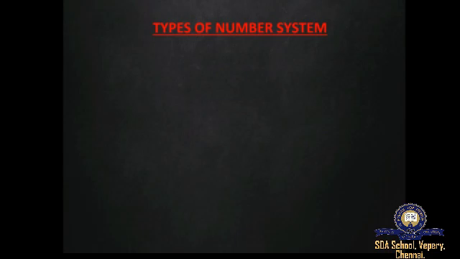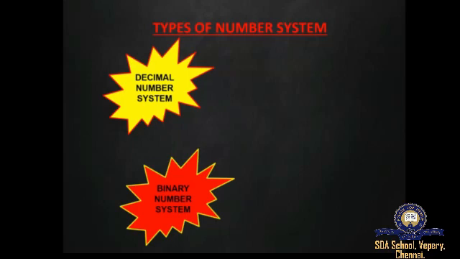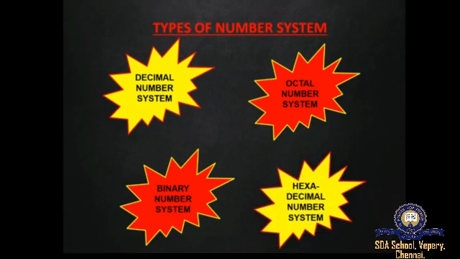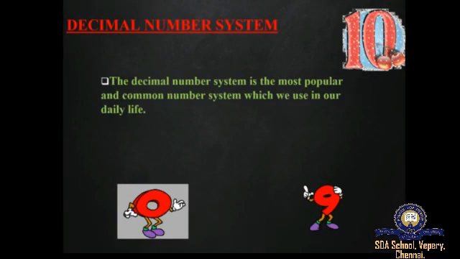There are four types of number system we are going to learn in this session. First is the decimal number system, the second one is the binary number system, the third is the octal number system, and the fourth is the hexadecimal number system. First we are going to learn about the decimal number system.